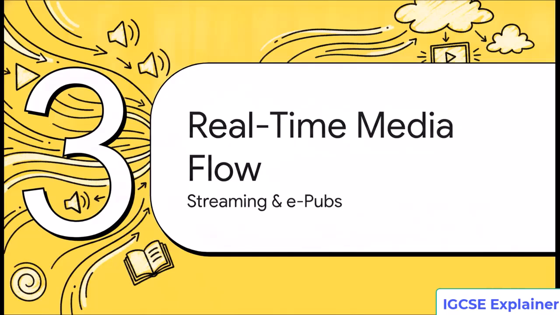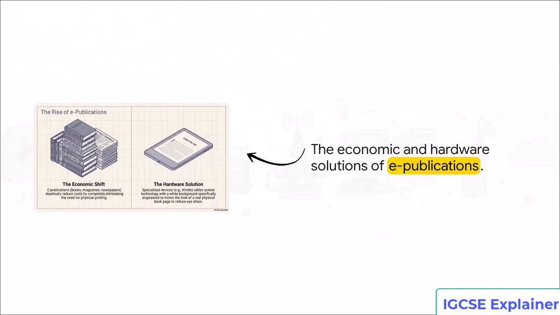Okay, let's shift gears to Section 3, consuming media in real time. Eventually, the web evolved from just static text and simple sites into something way more fluid, which completely revolutionized how we read. Think about the rise of e-publications, digital books, magazines, all that. This caused a massive economic shift by literally eliminating the heavy cost of physical printing.